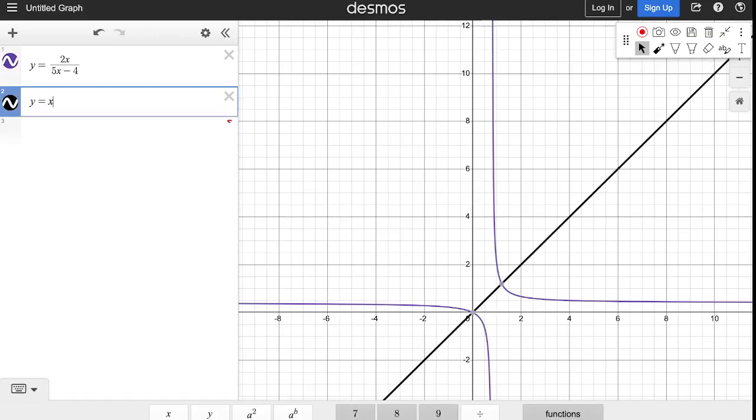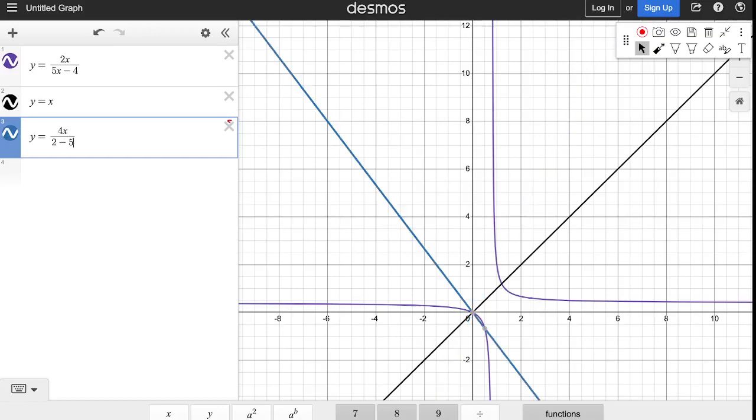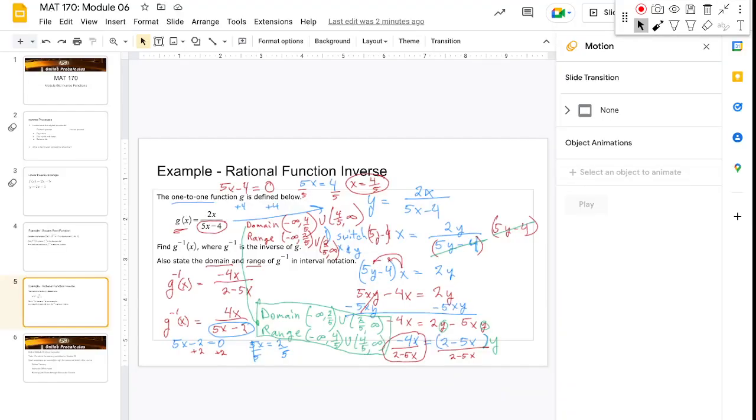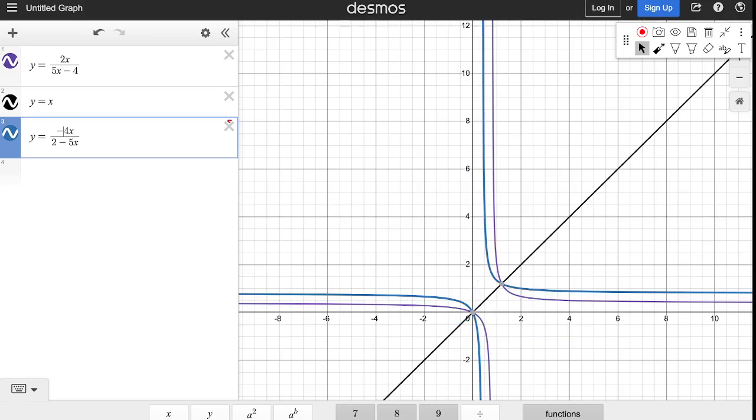Oh, I see. So we get y equals 4x over 2 minus 5x. I think that's what it was, wasn't it? 5x minus 2. So actually I could fix it by putting the negative up here, right? And we kind of see what's happening: on the line y equals x, they're both going through that.